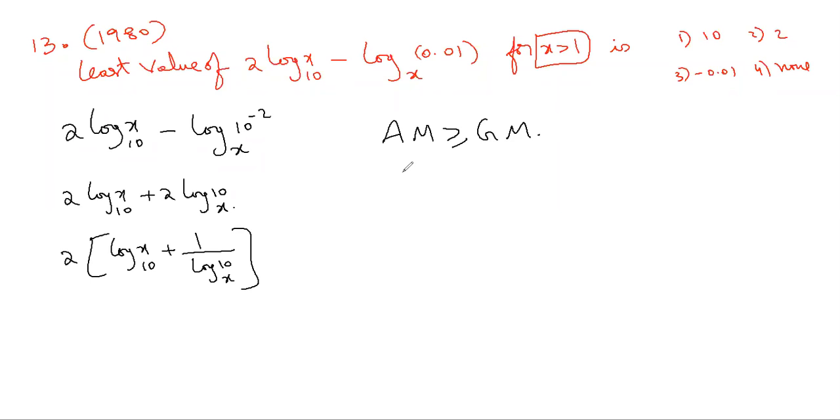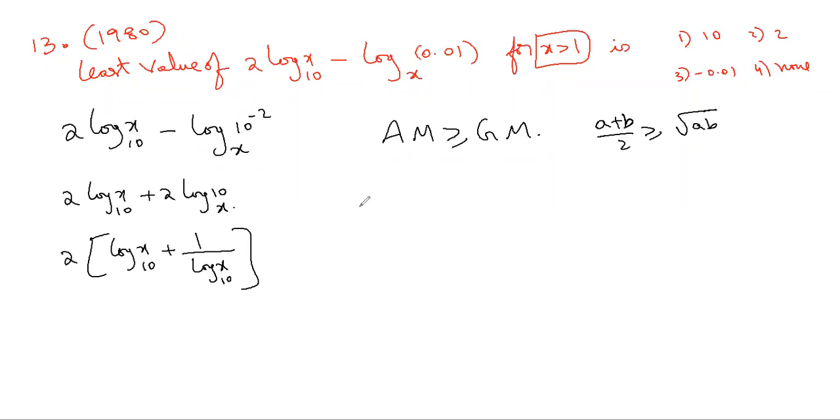So 1 by log x base 10, right? Yeah, sorry, 1 by log x base 10. The log 10 base x goes to the denominator as log x base 10. So the AM is greater than or equal to GM. If you remember this formula, (A plus B) by 2 is greater than or equal to root AB. You might have learned this in sequence and series.